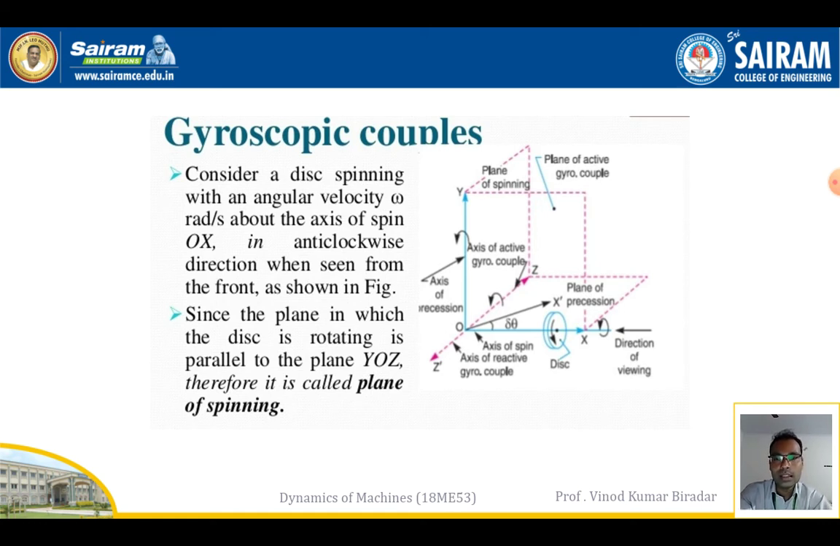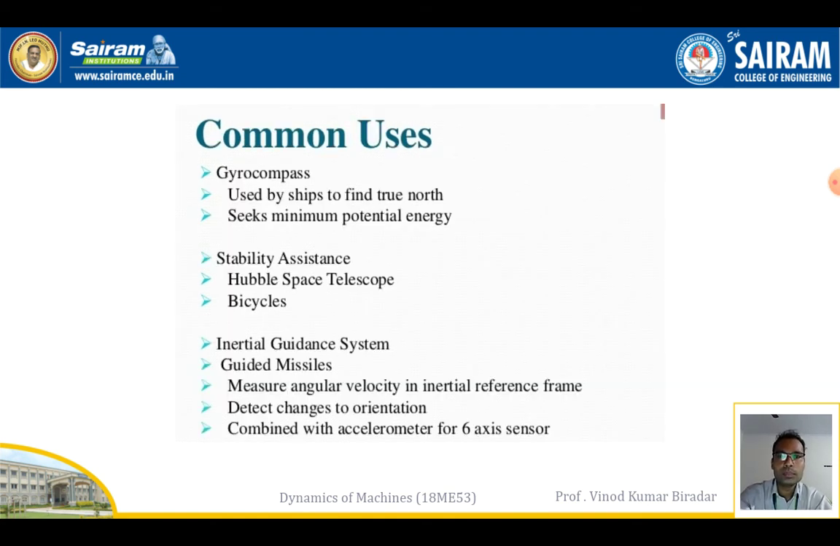The plane in which the disk is rotating is parallel to the plane of YOZ. Therefore it is called the plane of spinning. Normally it rotates in the YOZ plane, hence it is called the plane of spinning. This is about the gyroscopic couple. And we have one derivation for the gyroscopic couple, which we are going to solve in the next class. That is, G is equal to I omega times omega precession, that is the derivation equation.